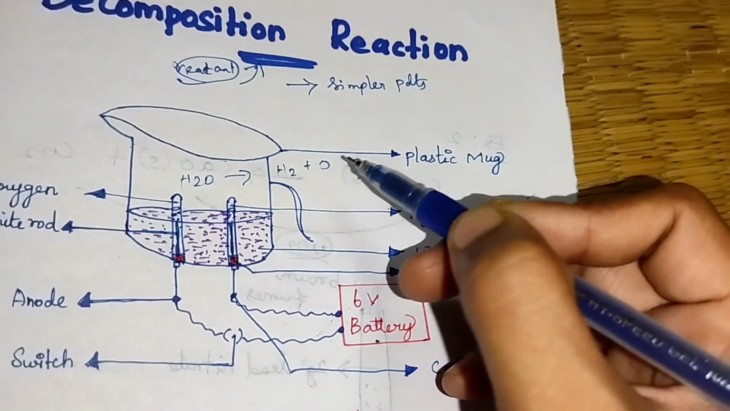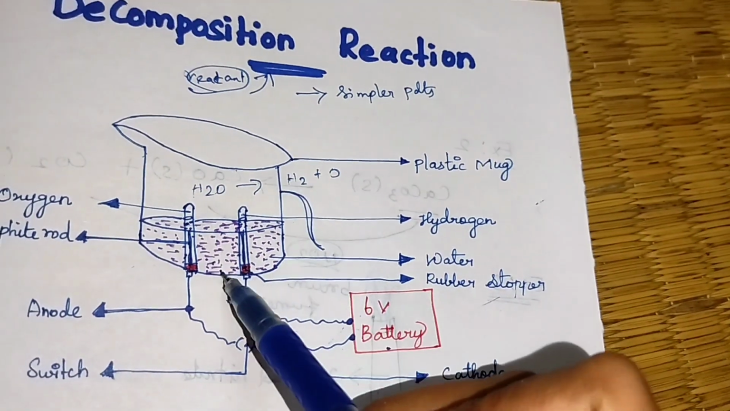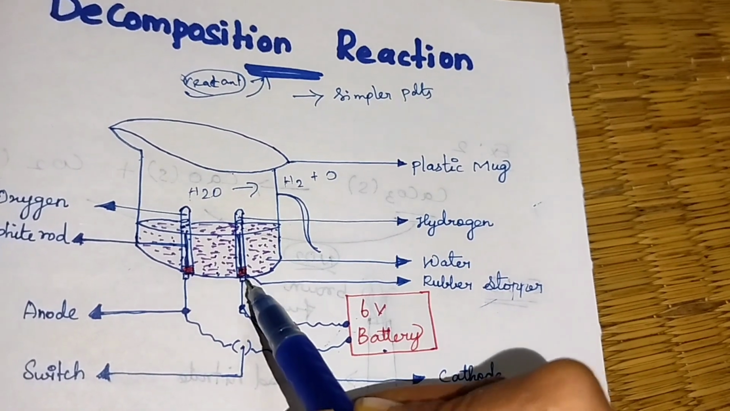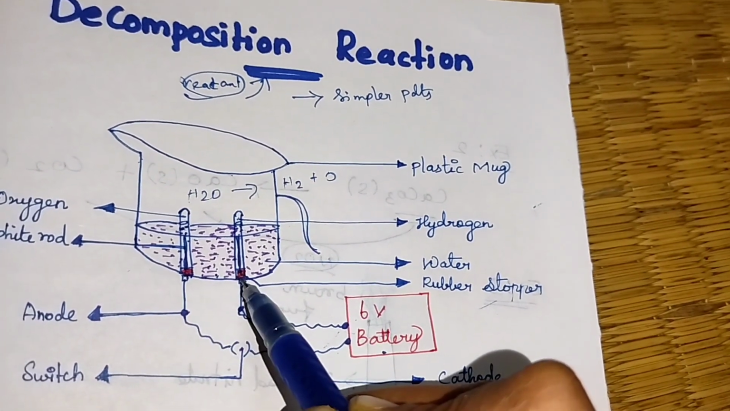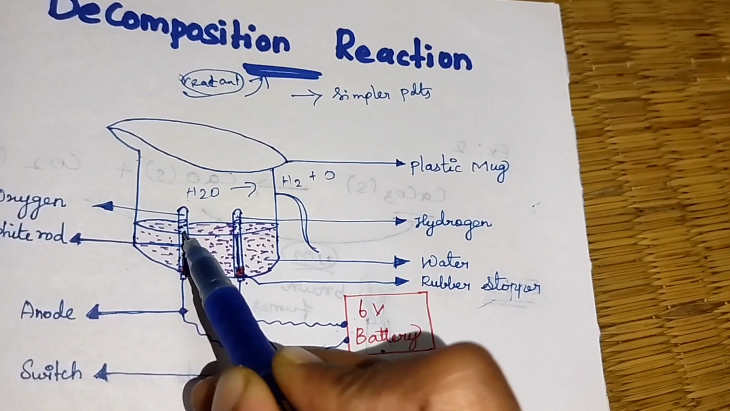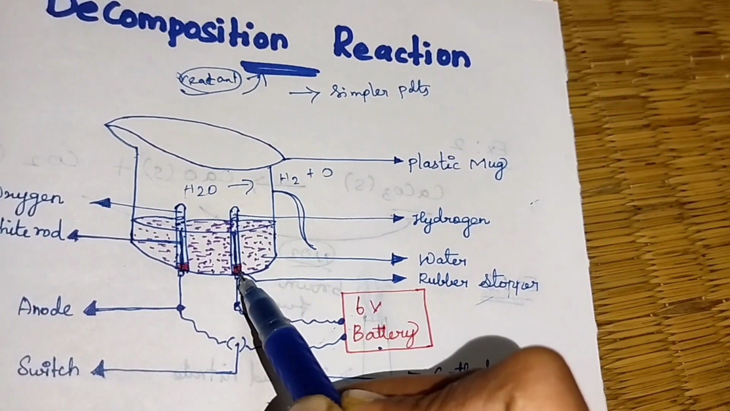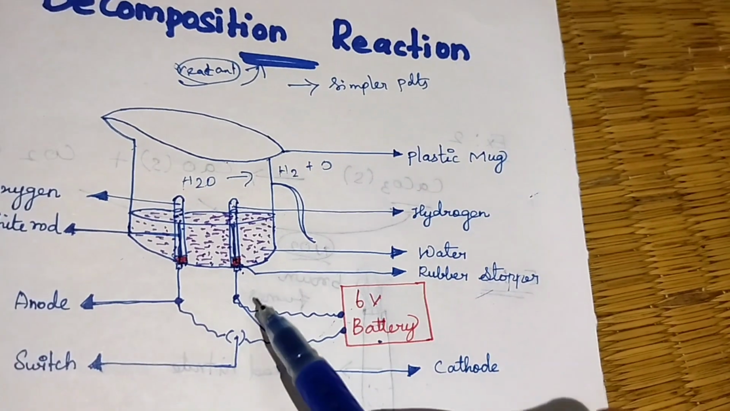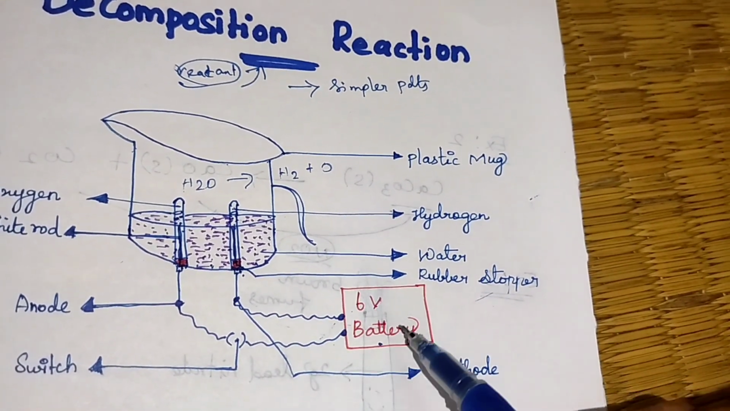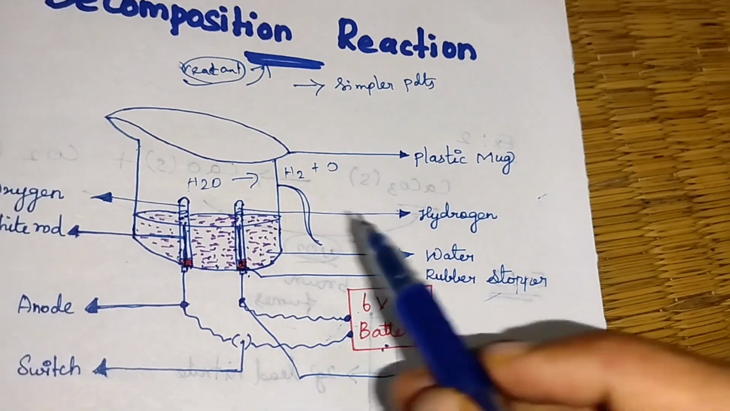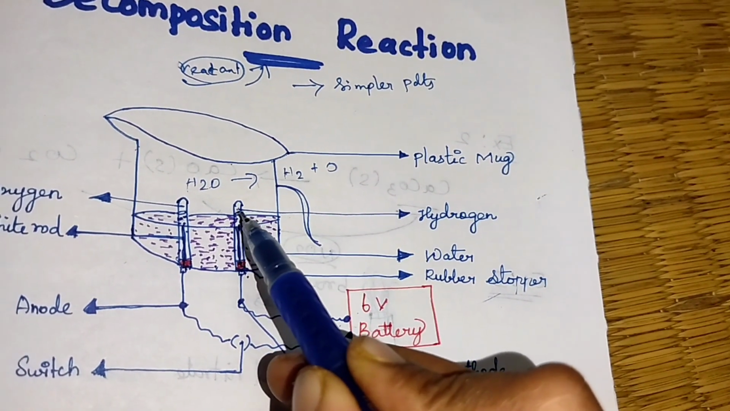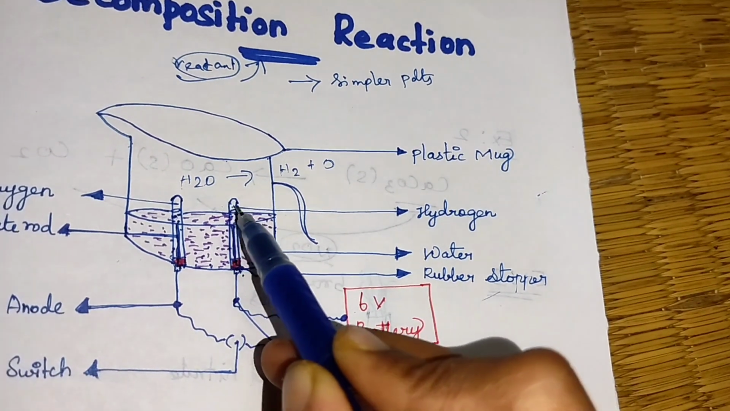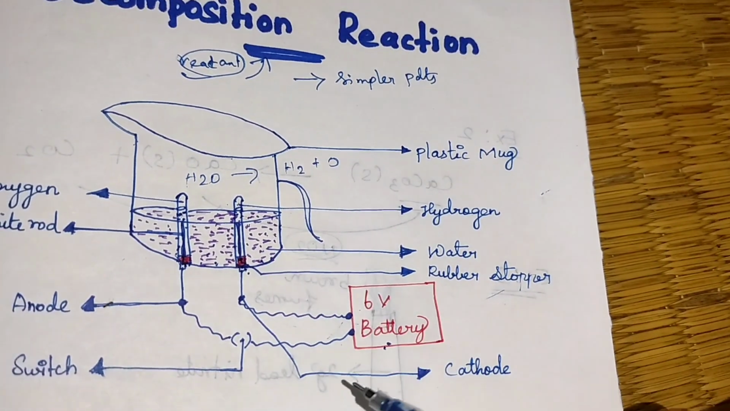See, I will explain again. In this mug I am taking some water. Before that I made 2 holes. Then I kept rubber stoppers. Then a carbon rod was inserted in the rubber stoppers. Then it was covered by a test tube. Then I am pouring some more water. This electrode, this anode, was connected to a 6-volt battery. Here after a few minutes some bubbles came. See here, some more bubbles are present.